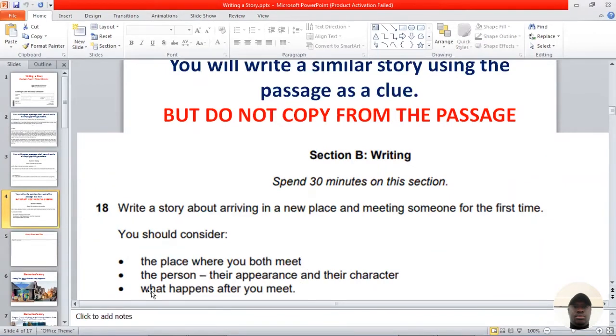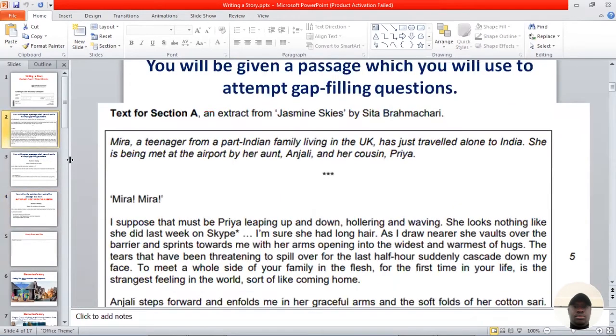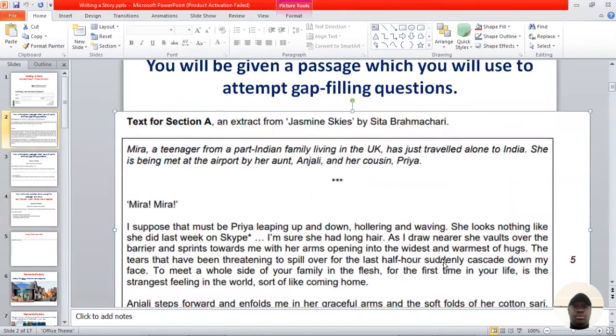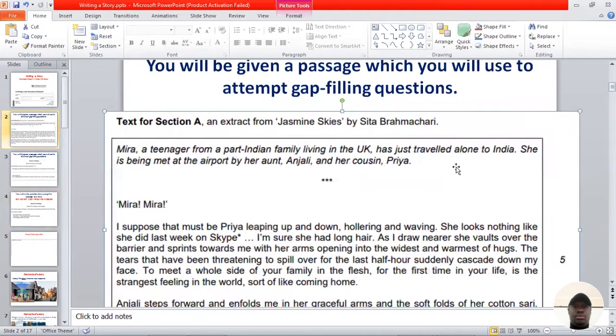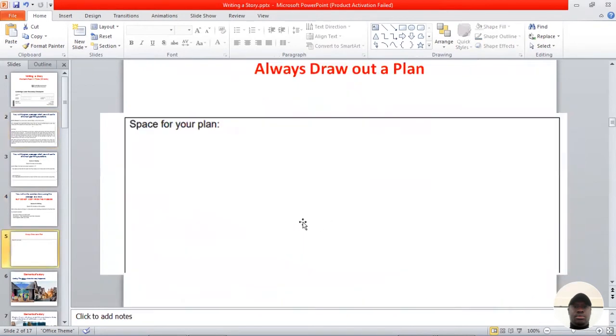And what happens? Now, if you go back to the story, you're going to read some things about the person. But if in this story you met at the airport, you can change yours to the swimming pool or a train station. Okay, that's actually being original. Make sure you draft your plan before you start writing your story.